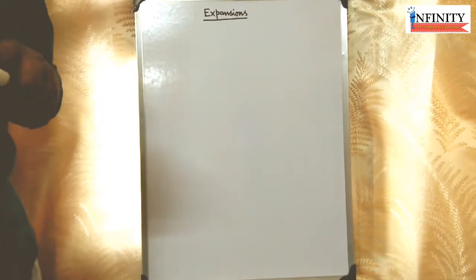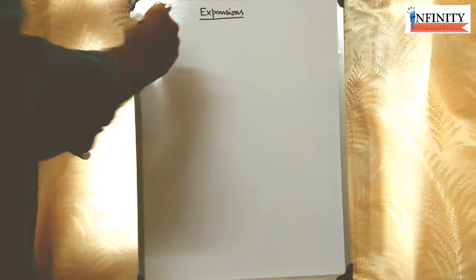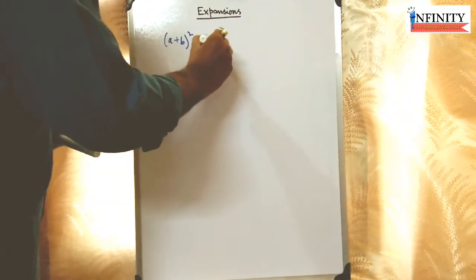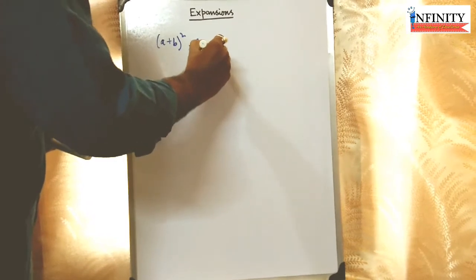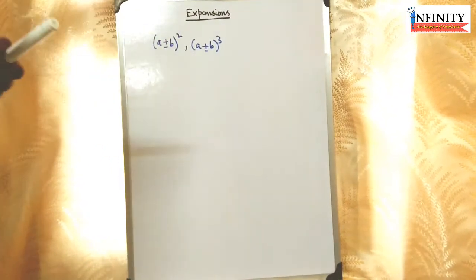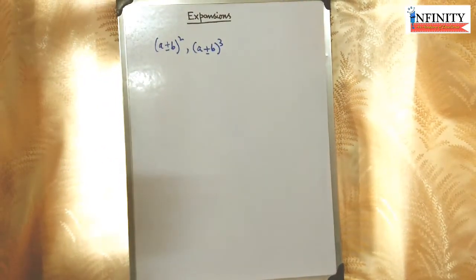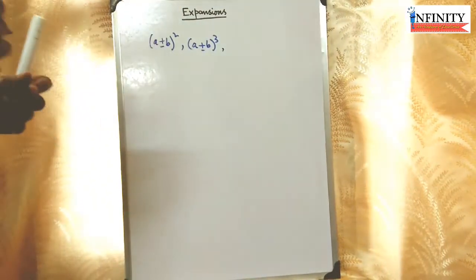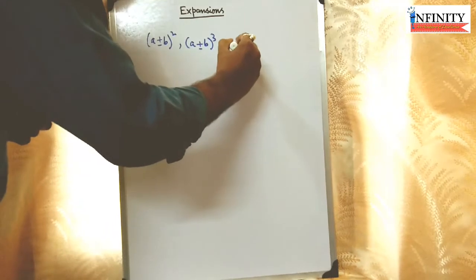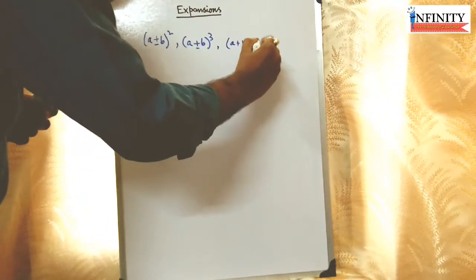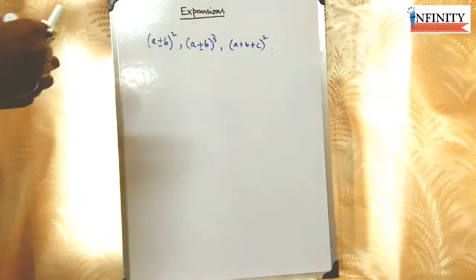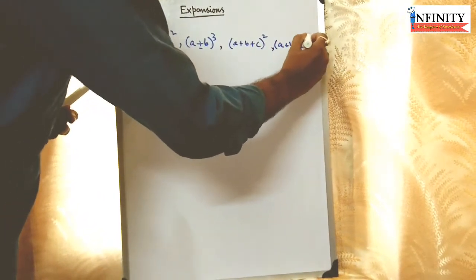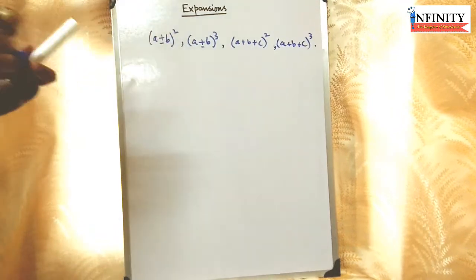In this chapter, we'll discuss expansion of some binomials like (a+b)², (a+b)³, and their minus counterparts, (a−b)² and (a−b)³. We'll also discuss the expansion of some trinomials, like (a+b+c)² and (a+b+c)³, and there are some applications.